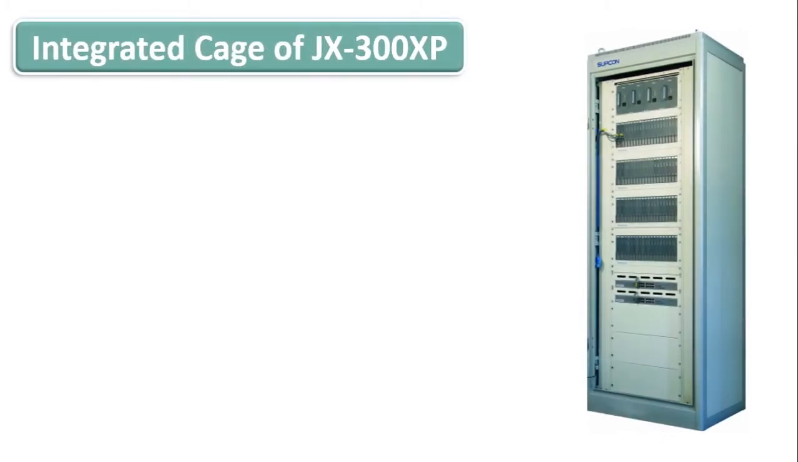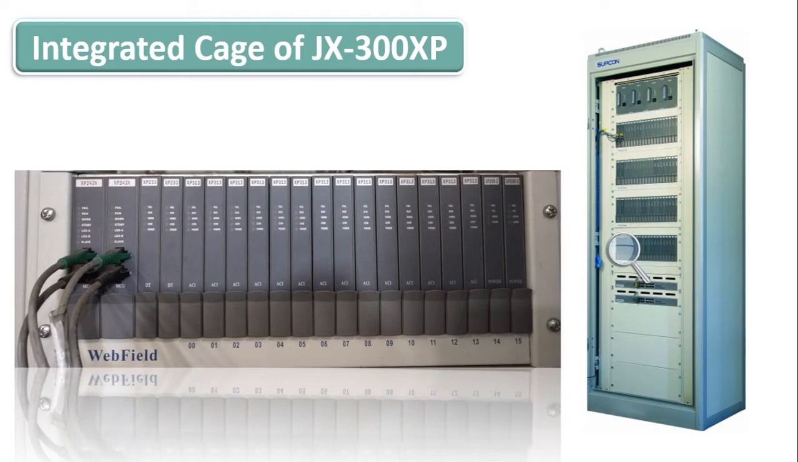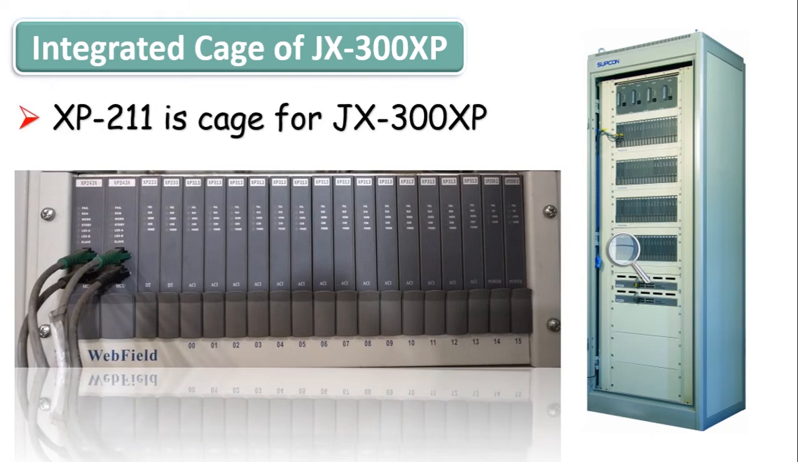As you have seen in control panel lecture number 2, we have seen the detailed overview of the system cabinet. A system cabinet contains 7 racks, in which the first rack is the power rack and the remaining 6 racks are the IO cages. As you already know, one controller can support 8 IO cages. XP211 is the model number of the cage for the JX300XP system.